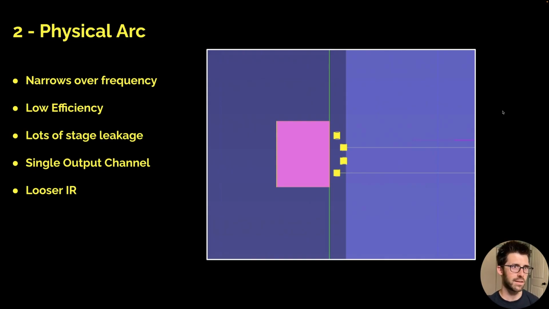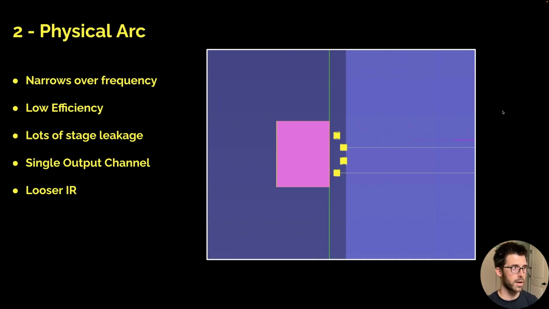We won't get too nitty-gritty today, but that's what's happening with the physical arc, why we arc it to spread out the energy so we don't get this triangle of death down the middle. So a physical arc is going to narrow over frequency. It's going to be lower efficiency since we're spreading out elements, so they're not coupling together. We're going to have lots of stage leakage still. There's no cardioid element to this.